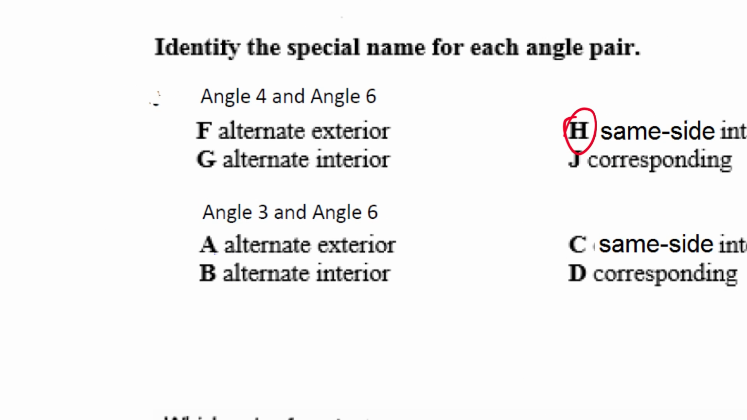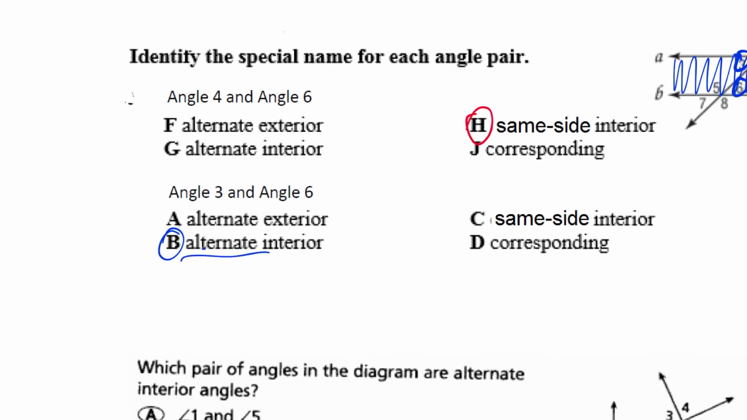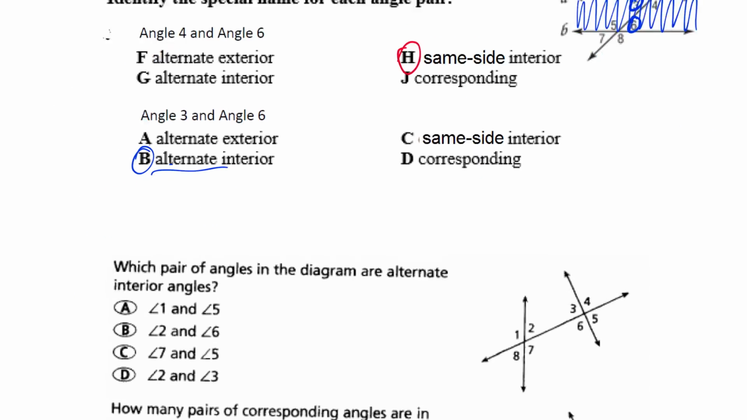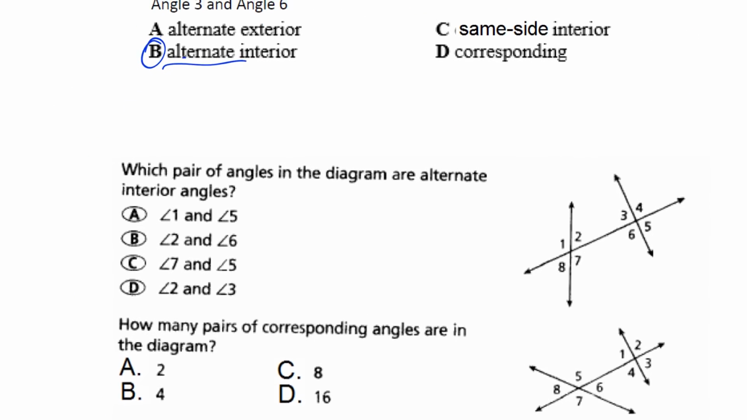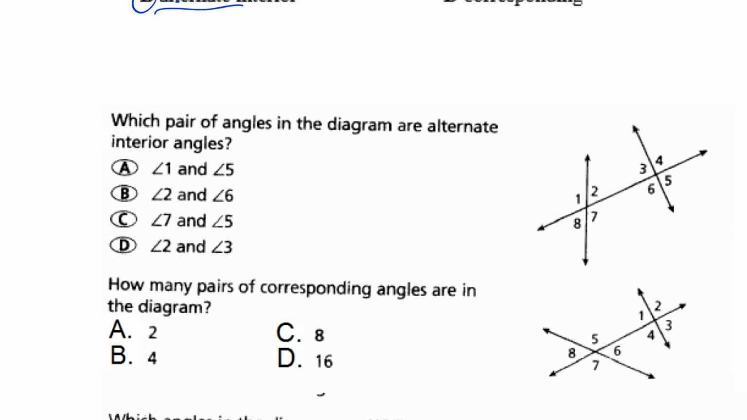And that's what this word alternate means, it means to, like, switch back and forth. Okay? So one's on the left, one's on the right. So alternate interior is what those are. All right, next. Which pair of angles in those are alternate interior? 2 and 6.